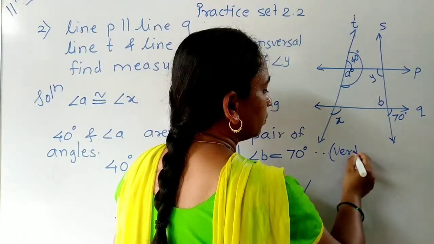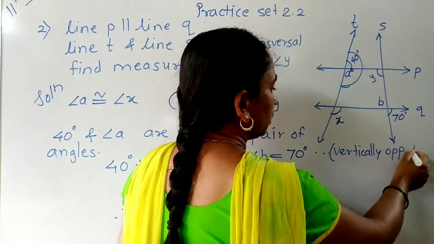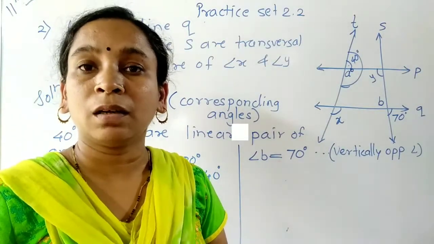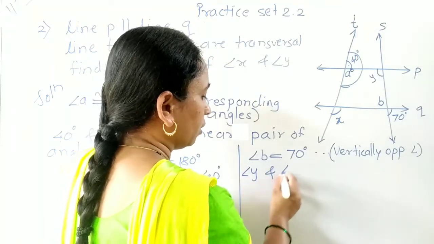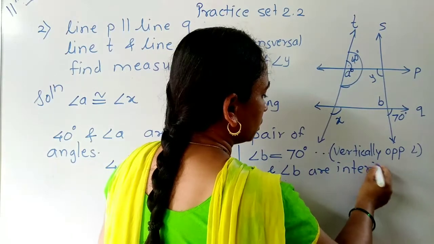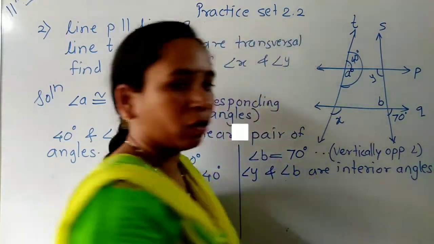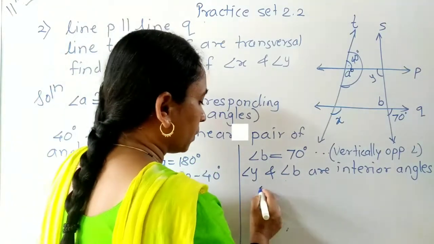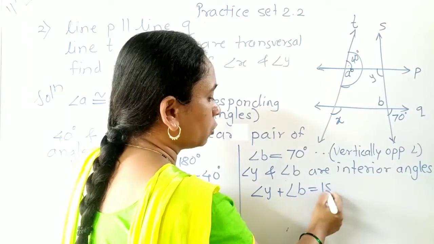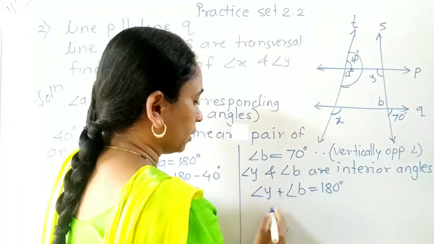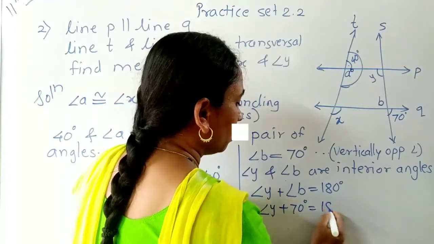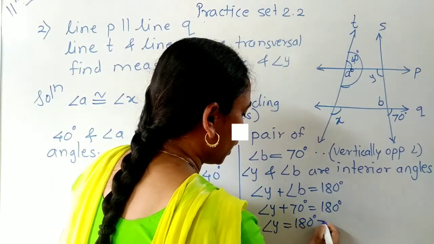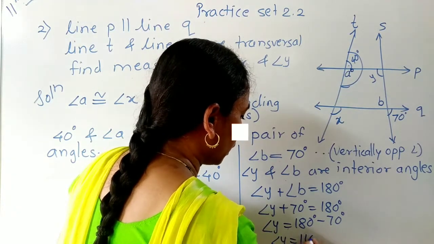So, here, reason for this: vertically opposite angles. Now, if they are vertically opposite angles, we know the relation of Y and B. Which type of angles are those? Those angles are interior angles. So, angle Y and angle B are interior angles. When you understand which type of angles, then you have to use the property of that angle. What are interior angles? Interior angles are supplementary. Supplementary means their addition. Angle Y plus angle B is equal to 180 degree. So, angle B we have found is 70 degree. So, Y plus 70 degree is equal to 180 degree. Transfer this 70 degree on that side. So, angle Y is equal to 180 degree minus 70 degree. So, we will get angle Y is equal to 110.